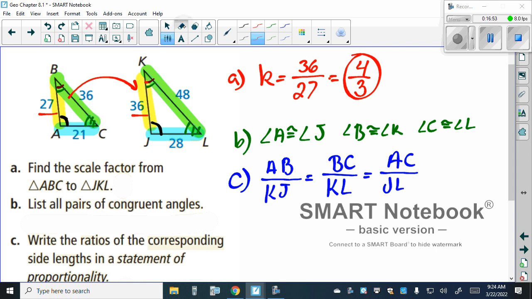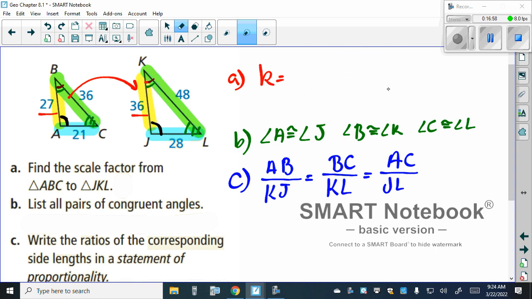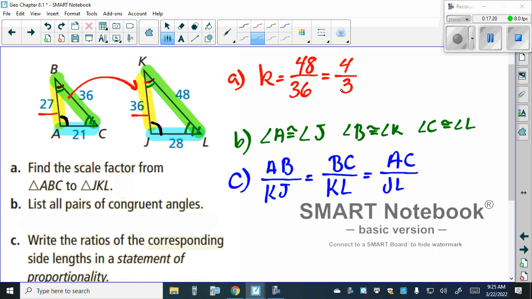Now if we didn't pick 36 over 27, say I picked 48. Well, its corresponding side is 36. Well, 12 will go into both 48 and 36, yes? What times 12 is 48? What times 12 is 36? Isn't that the same scale factor we got with the other two? Okay.